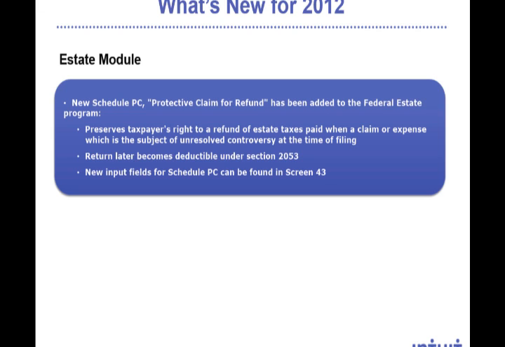And basically this is a statement or a schedule that allows a taxpayer to preserve their right to a refund of estate taxes paid when a claim or expense is subject to an unresolved controversy at the time of filing. So if there's some deduction that is questionable and so it's not taken on the original return, you can file this form so that they can then go back and claim the refund if it turns out that expense is deductible. So the input for that, again, is in screen 43, and it's fairly straightforward input.